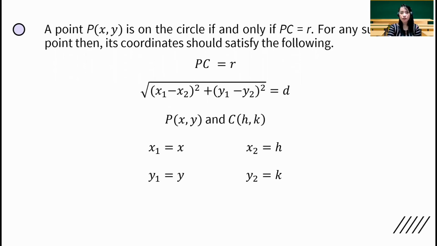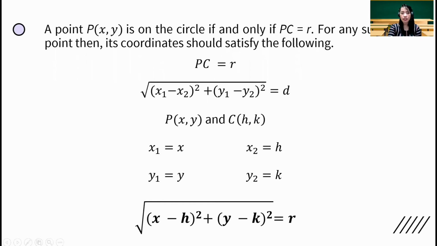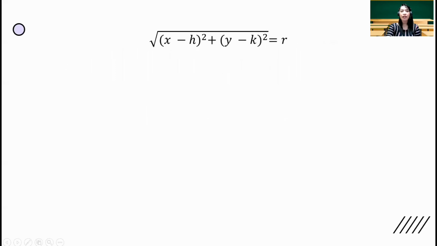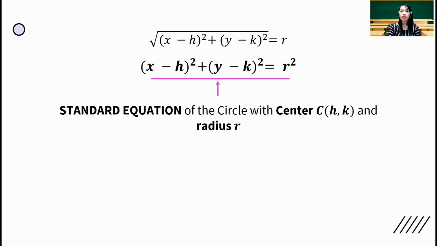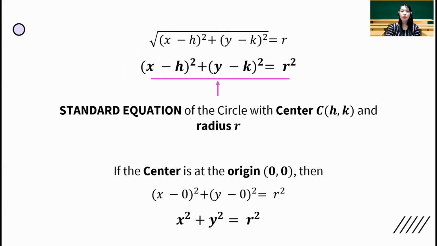Substituting it to the distance formula, we have the square root of the quantity x minus h squared plus the quantity y minus k squared. Since we are getting the distance from point P to C, and that is equal to r, we can now substitute d to r. So, from that equation, we can now get the standard equation of the circle with center C(h, k) and radius r. If the center is at the origin, which has the coordinate (0, 0), then your standard equation would be x squared plus y squared equals r squared.